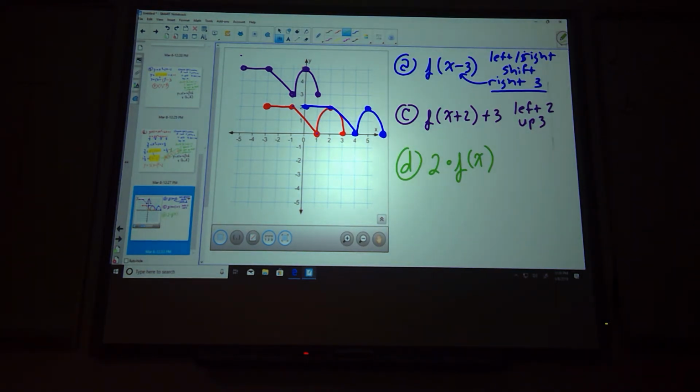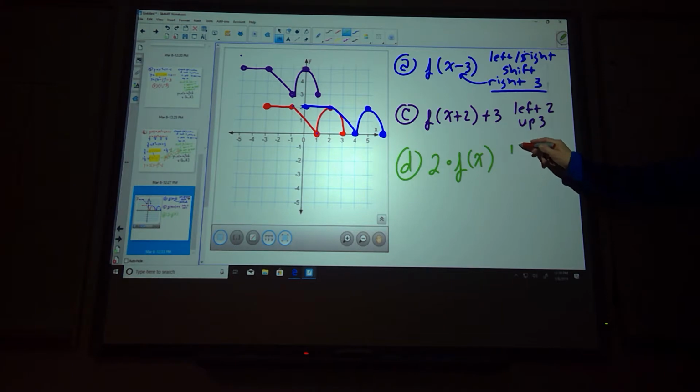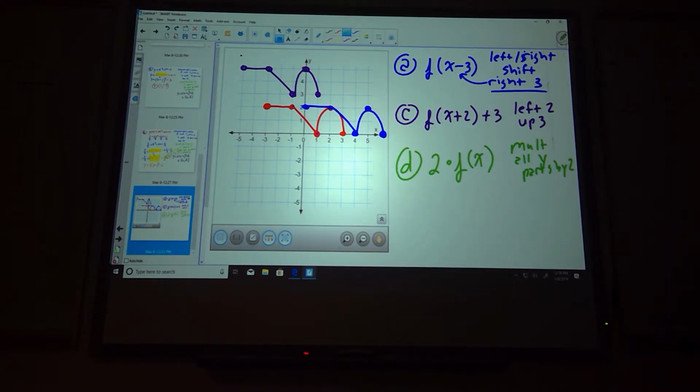Okay, letter D, we're going 2 times f at x. F at x happens to be the red graph. That 2, we're going to multiply all y parts by 2. If it's a 3, I'd multiply by 3, 4, so on and so forth.